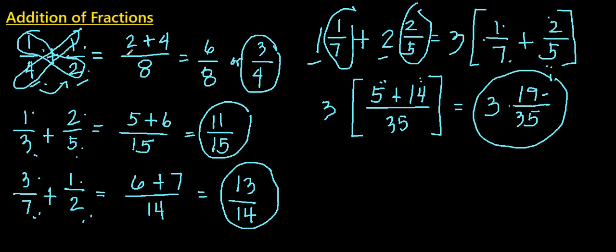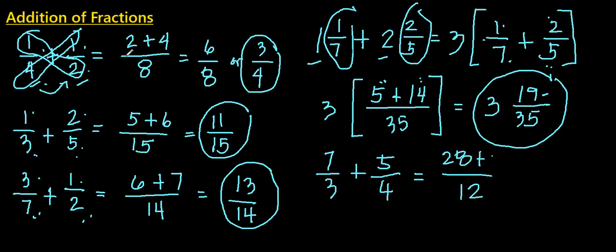Next, let's have another example. 7 over 3 plus 5 over 4. Let's do it quick. 12, 28 plus 15. You'll get 43 over 12.